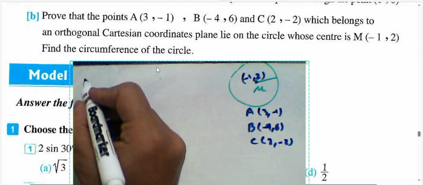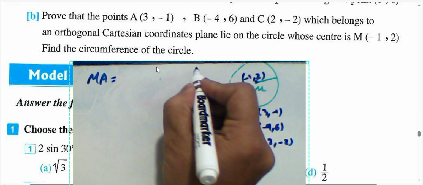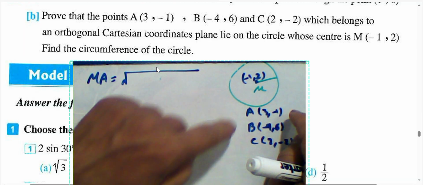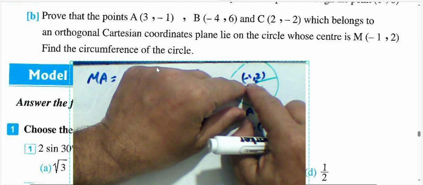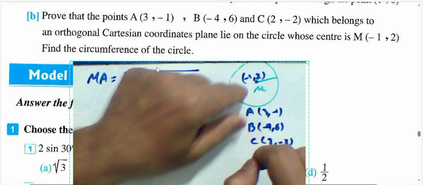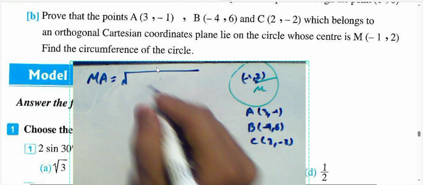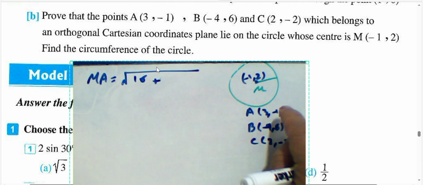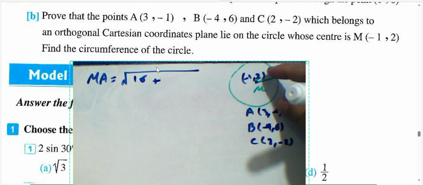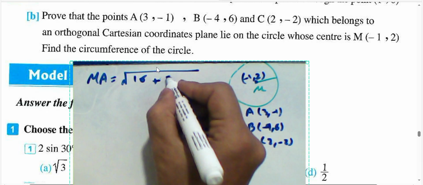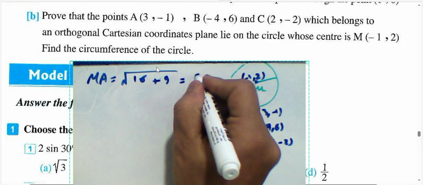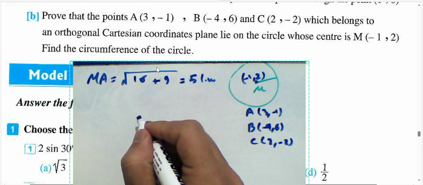Then we can find the length of MA by writing the rule, square root of, look here, M and A, 3 minus negative 1, it will be 3 plus 1, 4. 4 power 2 equals 16. And negative 1 minus 2, negative 3. Negative 3 power 2 is 9. The result will be 5 length units.